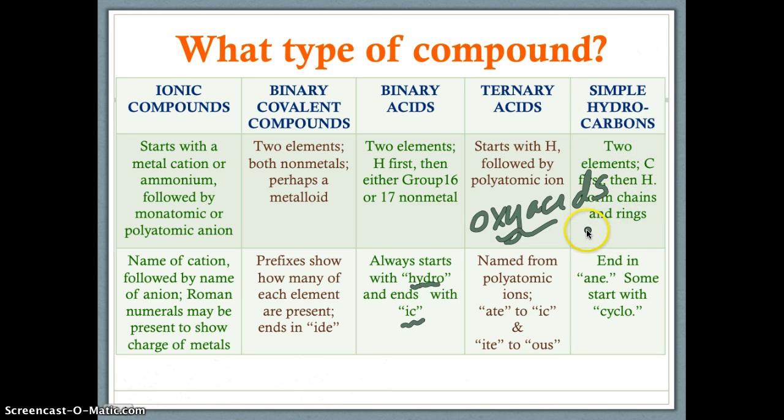These hydrocarbons can form chains and they can form rings. When you're looking at the name, all of these names for our purposes are going to end in A N E because they're all single bonds. They're called saturated hydrocarbons. Some of them start with cyclo, some of them don't. The rings start with cyclo, the chains do not have a prefix.